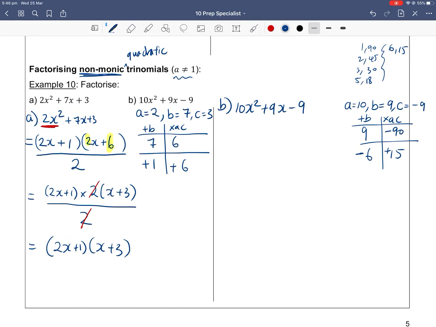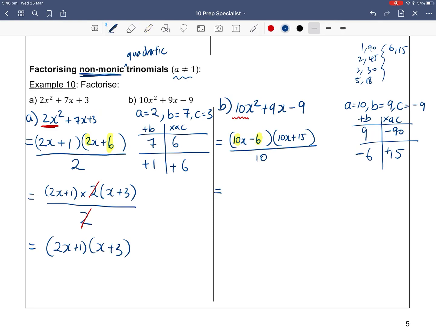So check, -6 times +15 does give me a -90, all good, and -6 plus 15 is +9, all good. So again, because it is a non-monic, the coefficient is not a pure x, we go bracket, bracket, 10x in our brackets rather than just an x by itself, because it's non-monic. You divide all by the coefficient of x squared, which is 10. You put in your two magic numbers, -6 and +15.